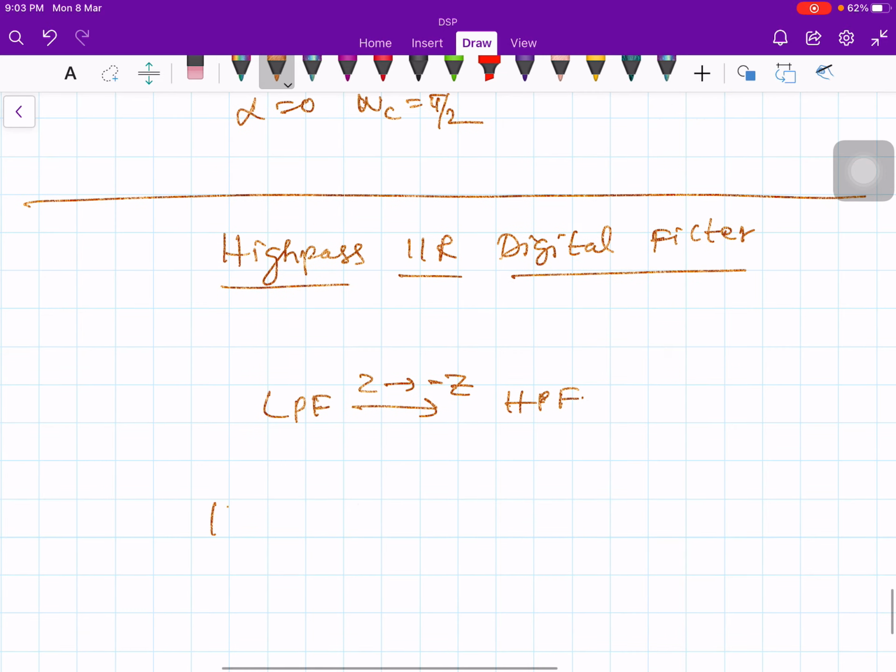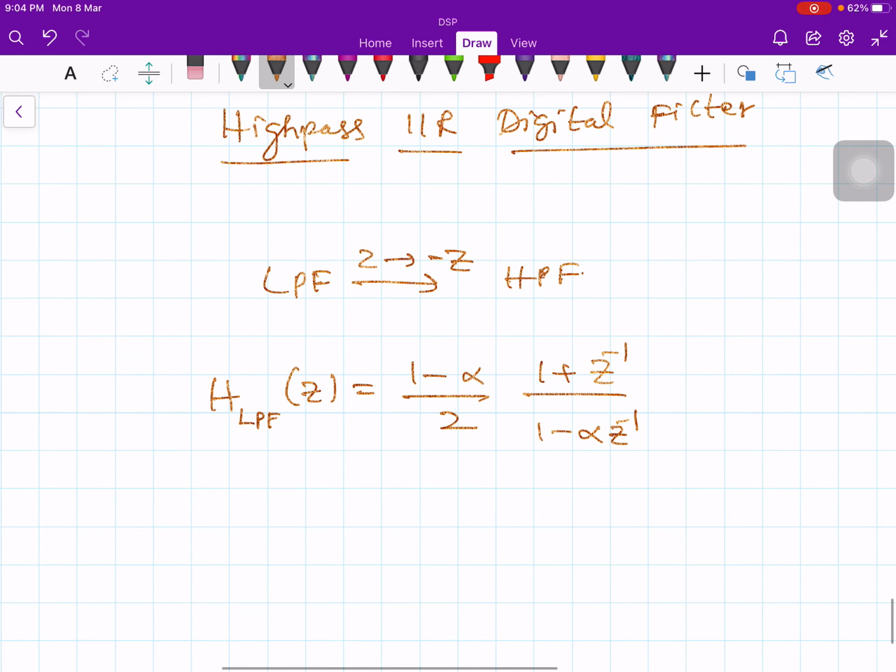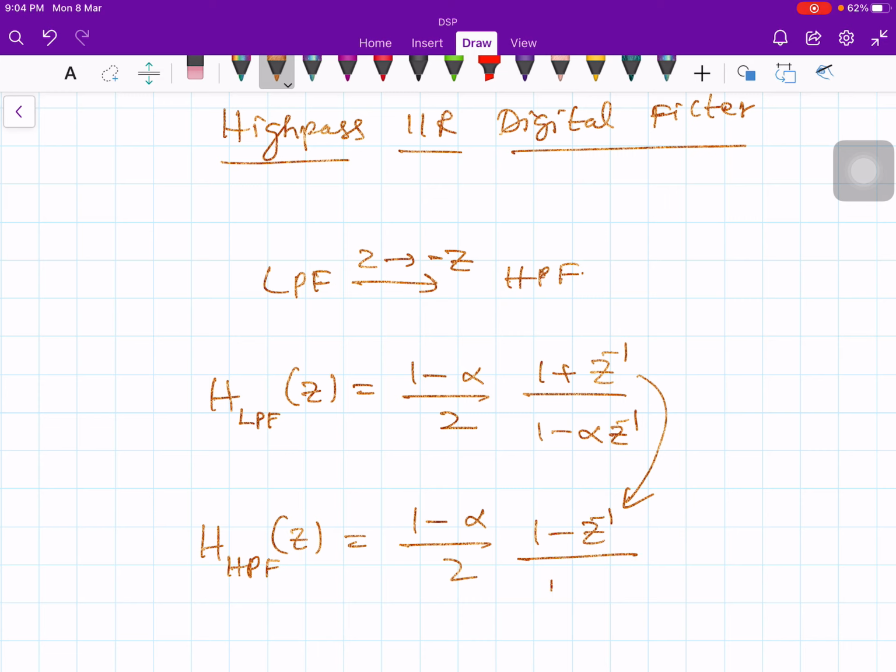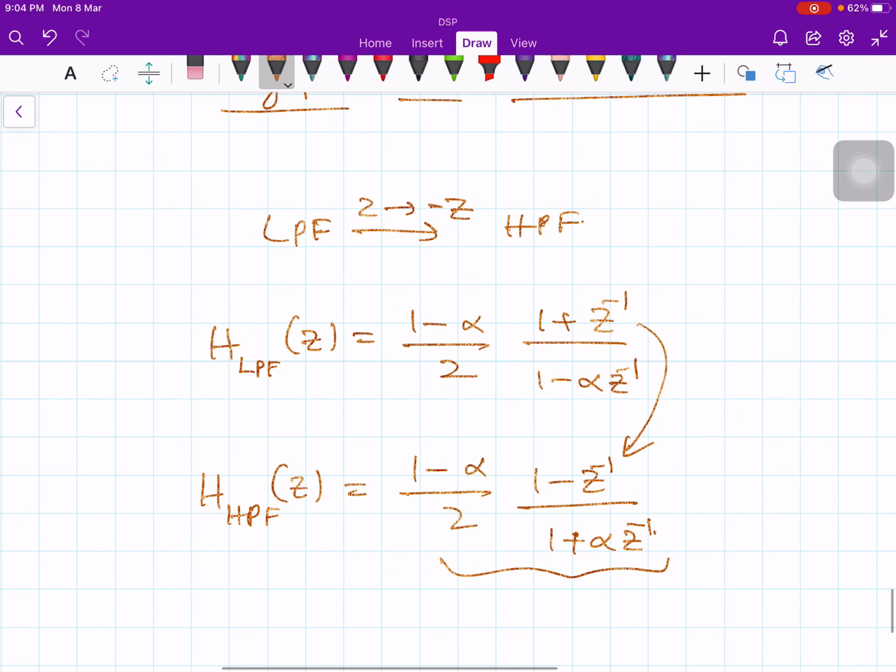Therefore, what is our low pass filter? H LPF of z is equal to 1 minus alpha divided by 2, 1 plus z inverse divided by 1 minus alpha z inverse. Now I need a high pass filter HPF. You simply replace z by minus z: 1 minus z inverse divided by 1 plus alpha z inverse. So it will indeed be a high pass filter.